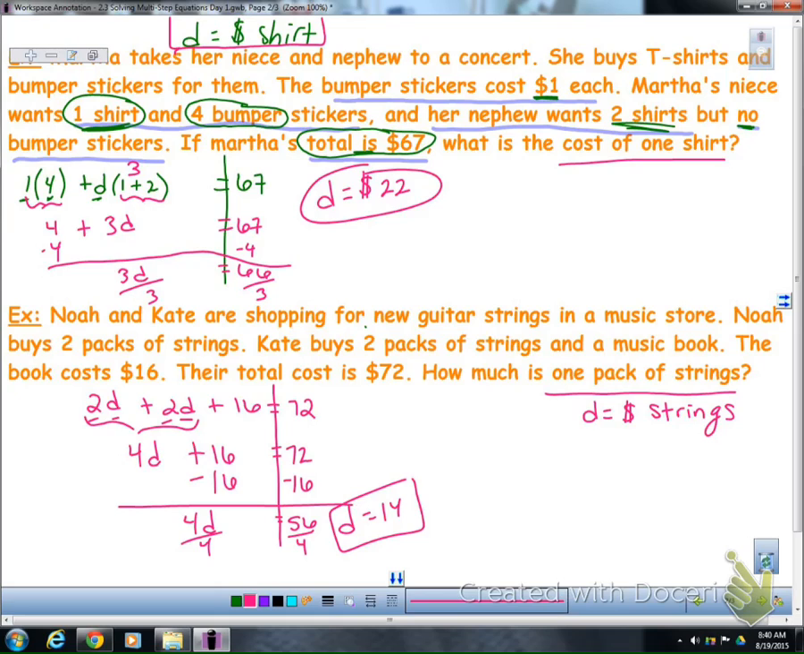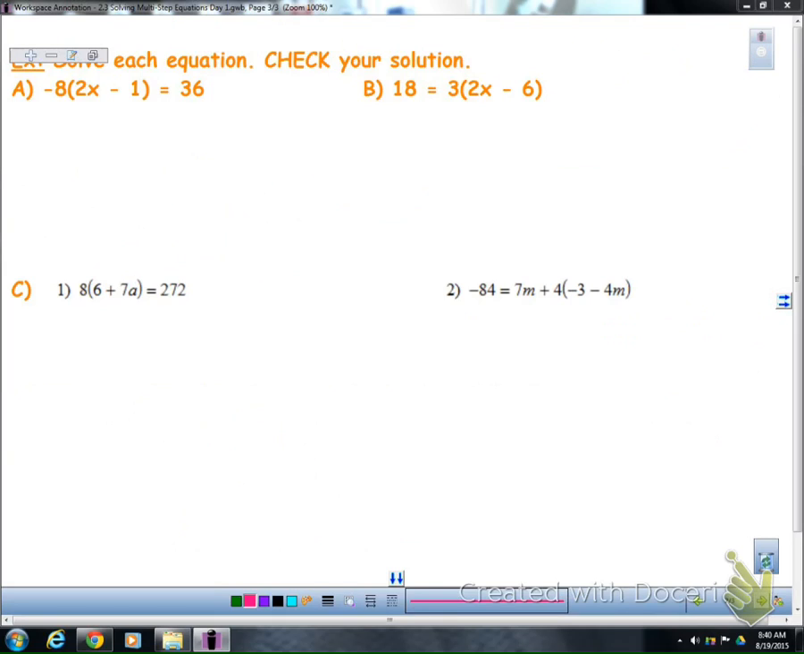Okay, after we combine like terms and subtract 16 from both sides, we end up with 4D equals 56. Divide, we get D equals $14. Please make sure you remember to include your units. That concludes today's lesson. Oh, no, it doesn't. We got some more.